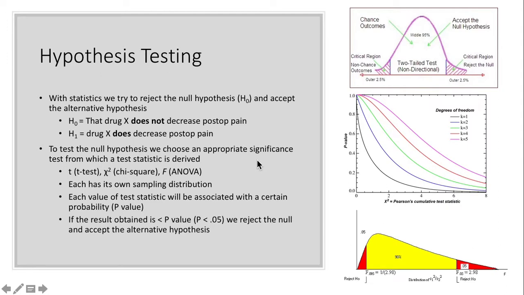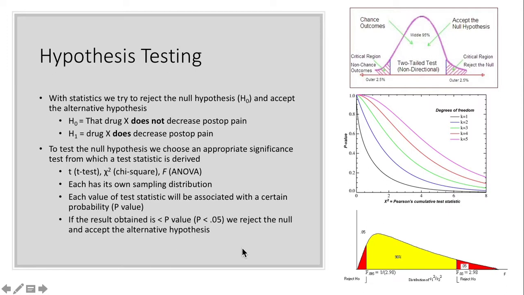So to test the null hypothesis, we choose an appropriate statistical test which has a test statistic from which it is derived. T-tests have a t-distribution, which is what this looks like. A chi-square is going to look like this type of a distribution. And then F-test, which is an ANOVA, where maybe you're comparing two or more groups, is something that looks like this. In each of them, they obviously have their own sampling distribution. And each value of the test statistic will be associated with a certain probability, meaning a p-value.